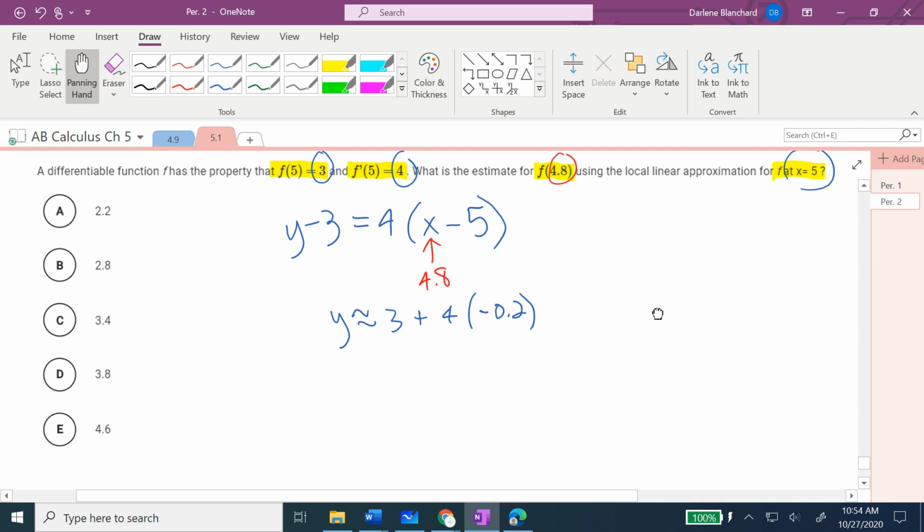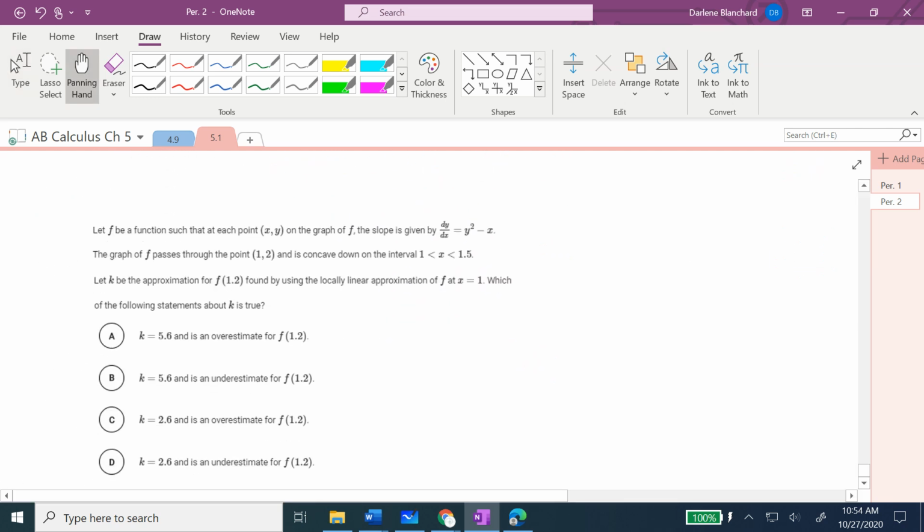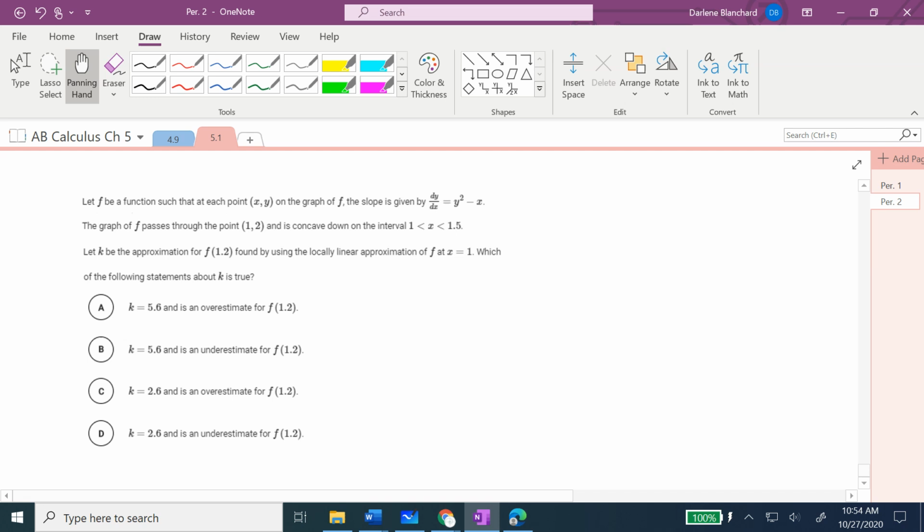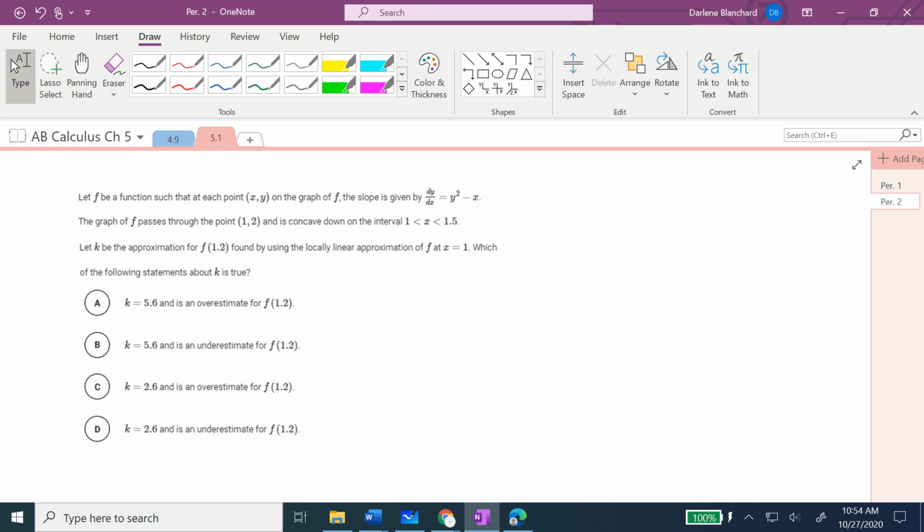Then I've got a second example where it asks for not just the approximation, but is it an over or an underestimate? And this is presented a little bit differently. It's giving you a differential equation, and it's telling you that you are looking at function f, and the graph of f passes through the point 1, 2. That is the point of tangency.